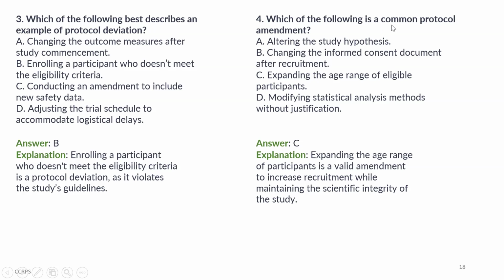Which of the following is a common protocol amendment? Would be C, for instance. C is the most appropriate answer here. Expanding the age range of eligible participants is the most common protocol amendment. C is the answer, as expanding the age range of participants is a valid amendment to increase recruitment while maintaining the scientific integrity of the study.